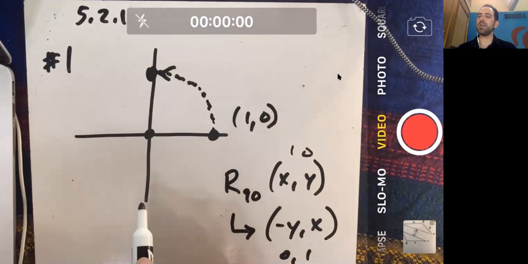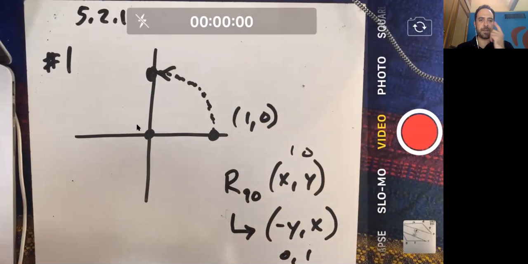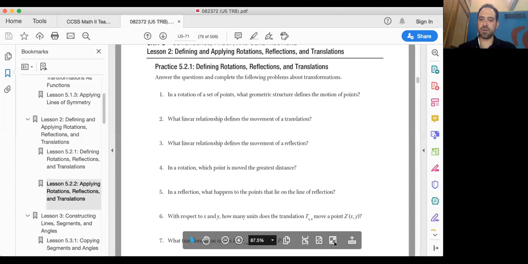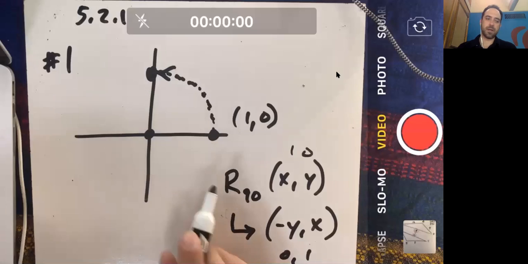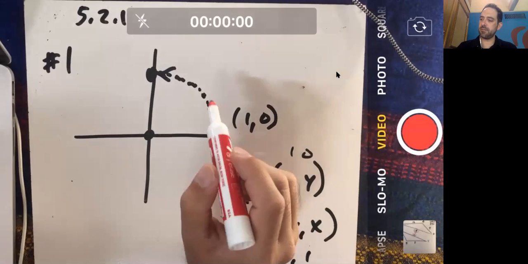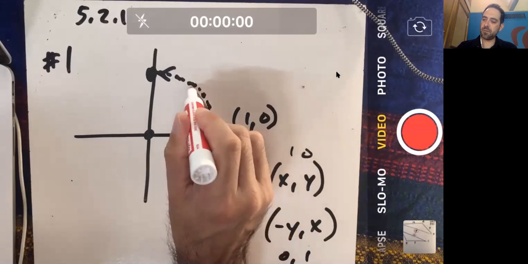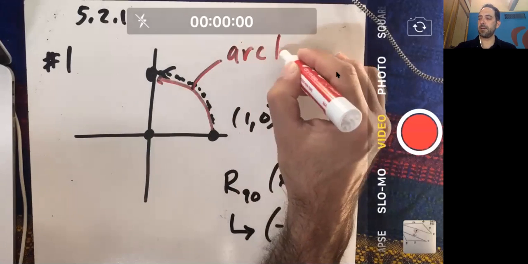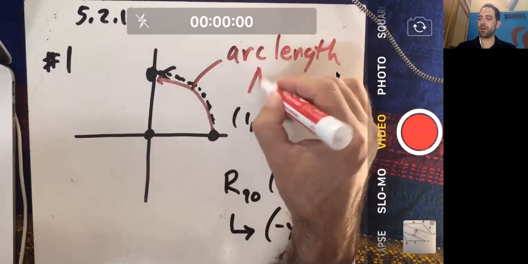If we look back at what the question was, in a rotation of a set of points, what geometric structure defines the motion of the points? Looking at the motion of the points, if I was moving a number of points, rotating them, it would be the same thing. But here, if I rotate this point 90 degrees, we end up with this arc length, okay? So we're going to end up with an arc.